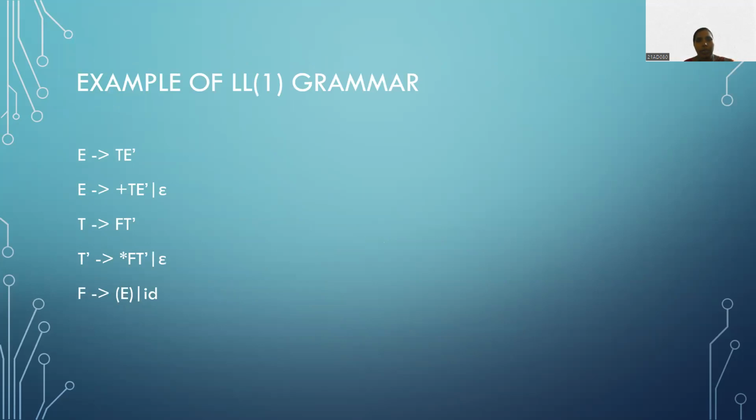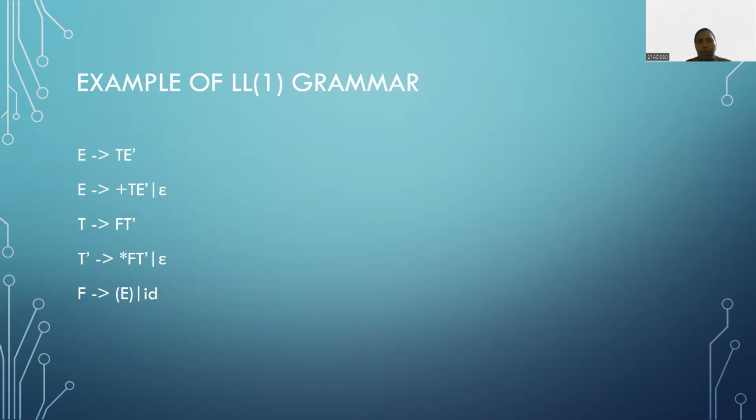E → T E', E' → + T E' or epsilon, T → F T', and T' → * F T' or epsilon. F → ( E ) or id. My dear students, this production is an unambiguous grammar, right? And the ambiguous grammar for this is E → E + E, E → E * E, E → ( E ), and id, right? Where E stands for expression. And that we are converting to E → E + T or T, T → T * F or F, F → ( E ) or id.